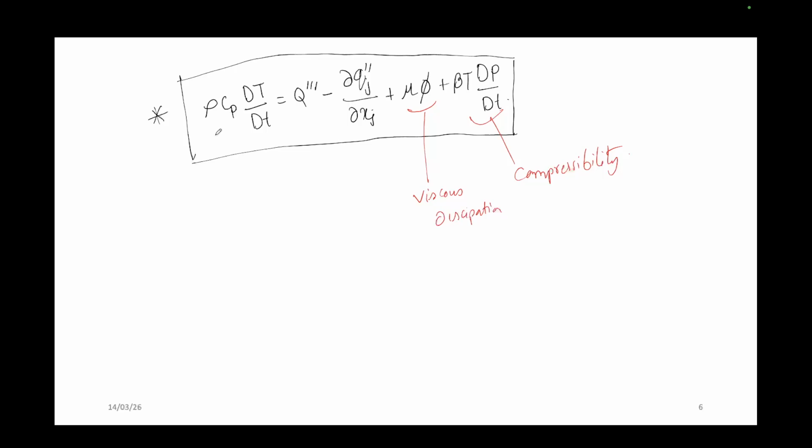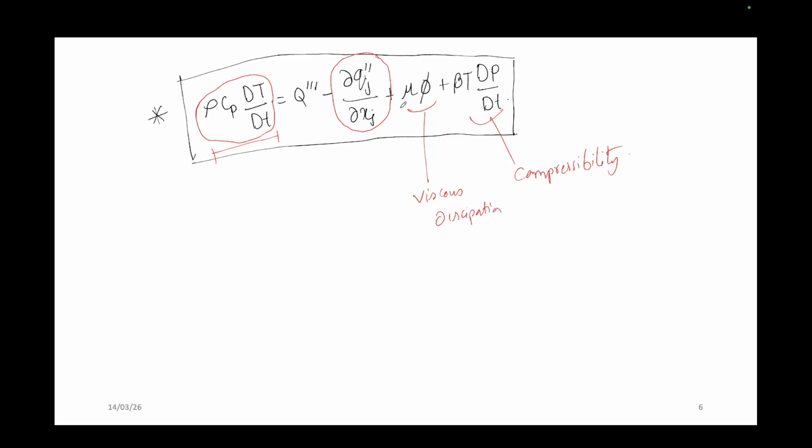And Q dash is the heat generation. It may sometimes be given, it may not be given. So basically, in most of the questions, you should target this term and this term only. The rest of the terms are not that important in many numerical questions. Only these two terms are basically required.